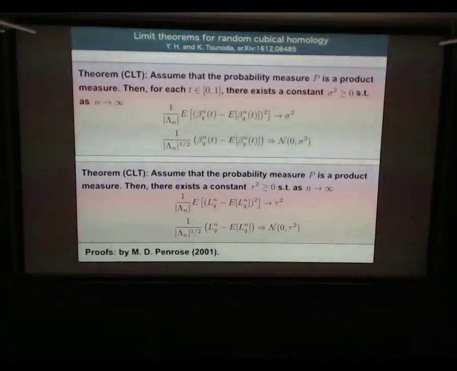And finally, I will just show the result on the central limit theorem. In this case, we assume that the probability measure is a product measure only. Then for each time t, our cubical models satisfy the central limit theorem. Namely, the expectation of the squared value for the restricted patch number goes to some constant, and it gives us a normal distribution with mean zero and variance sigma squared. And similarly, we have a central limit theorem for the lifetime sum.